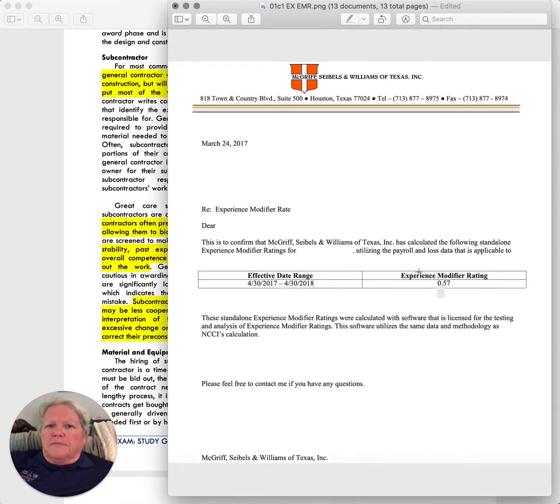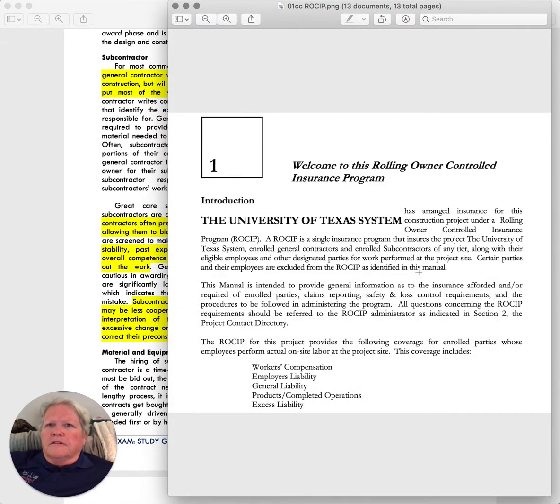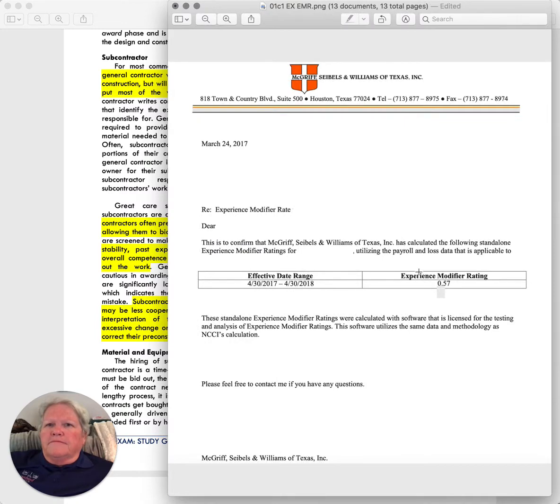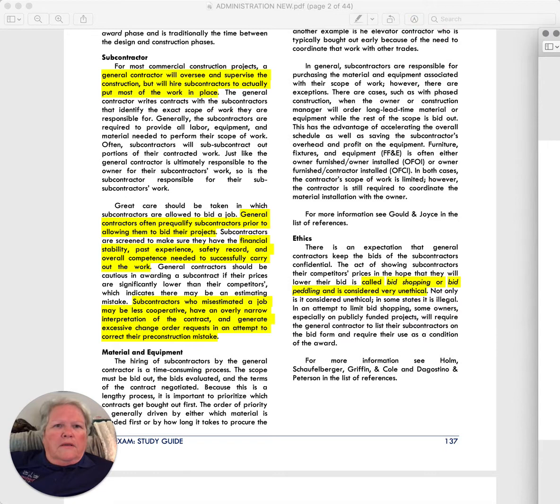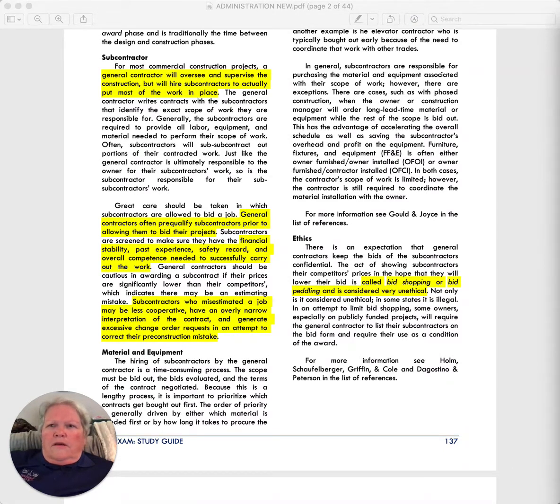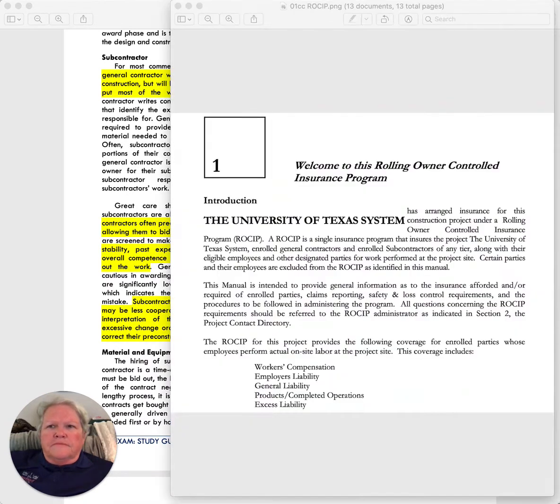The next thing that happens, let's stop a second. I've missed an exhibit. Hang on. Okay. The other thing that's important to realize when you're in the process of pre-qualifying subcontractors and in buying out the job is they all have to have insurance.